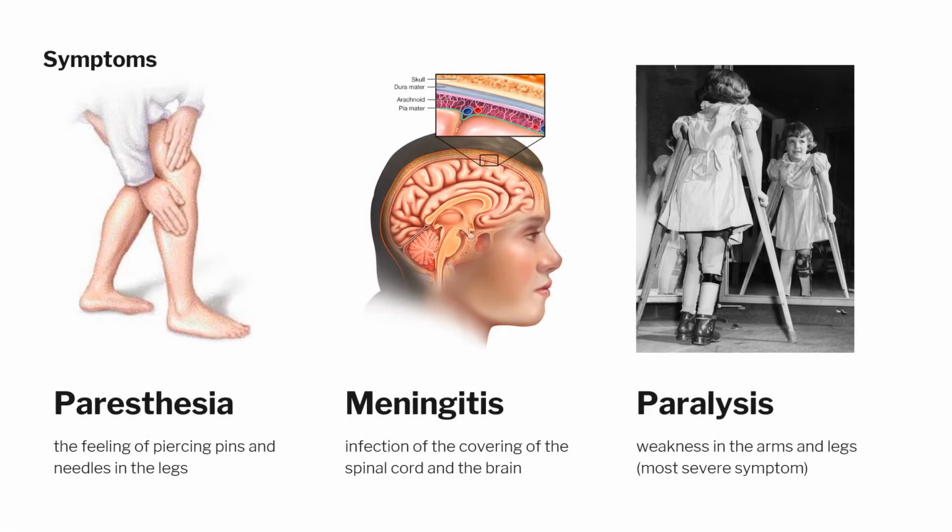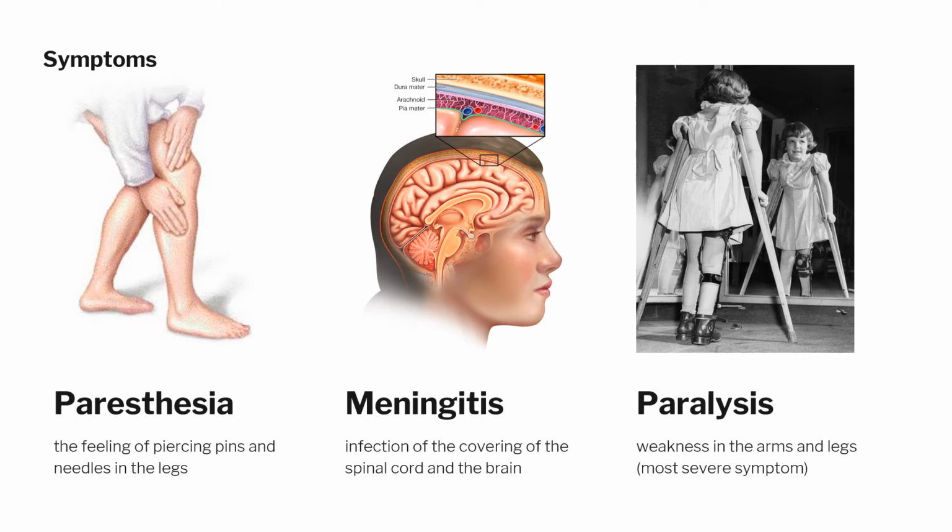A smaller proportion of people with poliovirus infection will develop other more serious symptoms that affect the brain and spinal cord, including paresthesia, the feeling of pins and needles in the legs. In some cases, it causes meningitis, or infection of the covering of the spinal cord and the brain, and paralysis, or weakness in the arms and legs. Paralysis is the most severe symptom associated with polio because it can lead to permanent disability and even death.